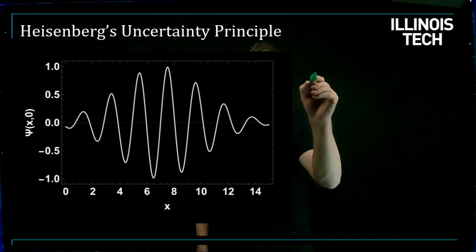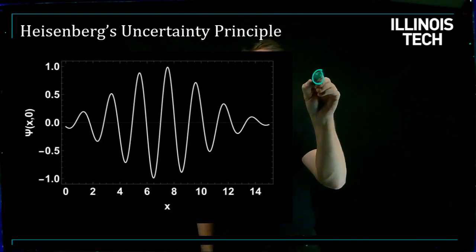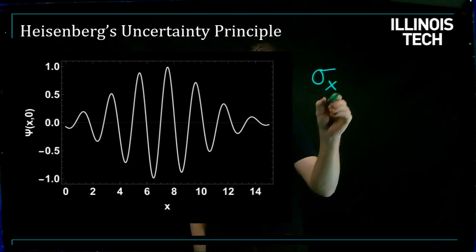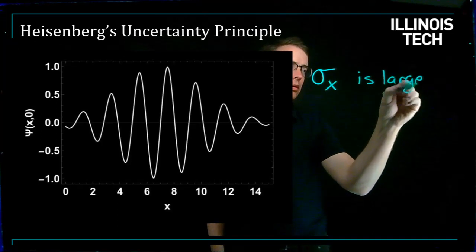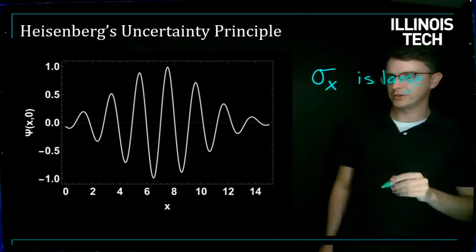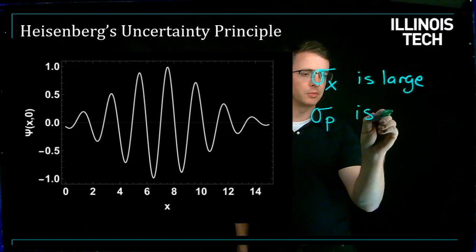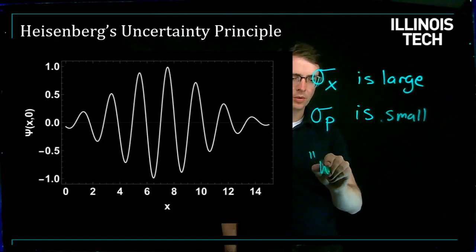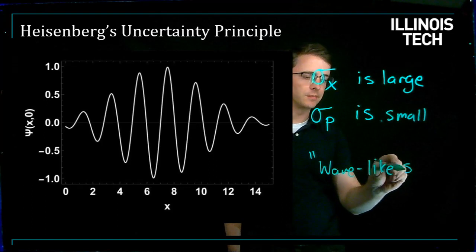So this is an example of a quantum system which has a poorly defined position. So sigma x is large. The uncertainty in the position is large here, but the wavelength is pretty well known. Sigma p is small. So I would say this is sort of wave-like behavior, a wave-like system.